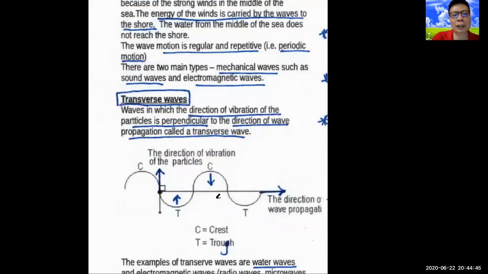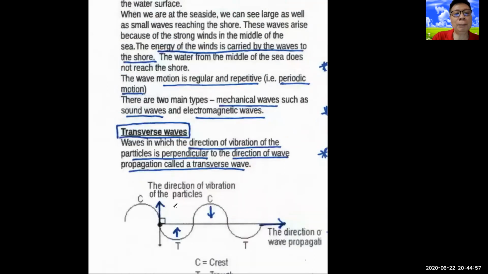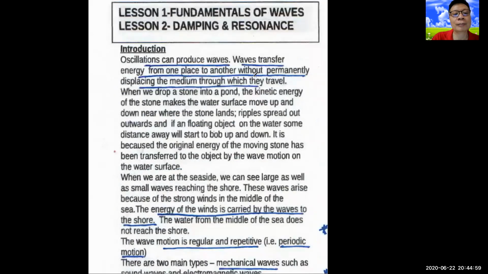The energy moves. But the particles, the molecules, we say here, for example, this molecule will go down, and then it goes up, goes down, goes up. This one also the same, goes up, goes down. This is what is meant by this statement: waves transfer energy from one place to another without permanently displacing the medium through which they travel. Okay, that is the meaning of wave.